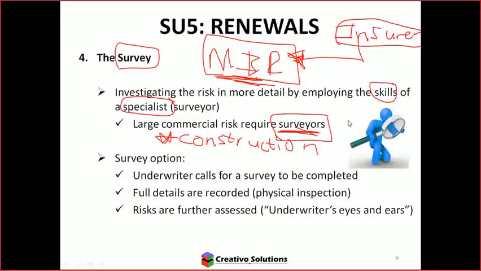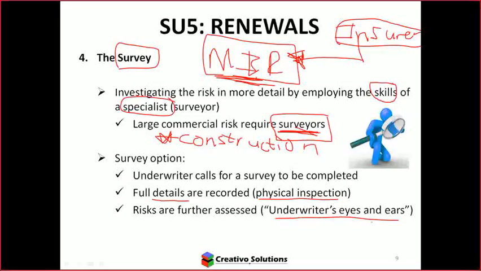Details need to be recorded, and they normally do that with a physical inspection. They actually go on site and determine the risk. Eyes and ears, meaning they're trying to understand it. It's almost like painting a picture. The surveyor acts as the underwriter's investigator, like a private investigator. Let's say you suspect someone of doing something. Then what happens? An investigation takes place. So the surveyor provides the additional information that the underwriter is then going to use.